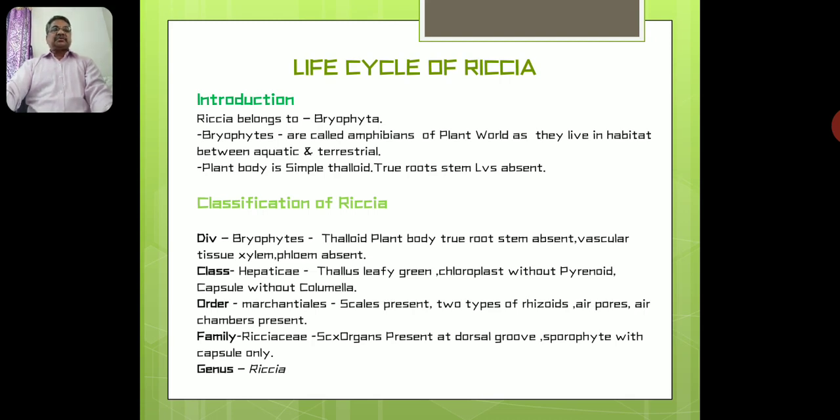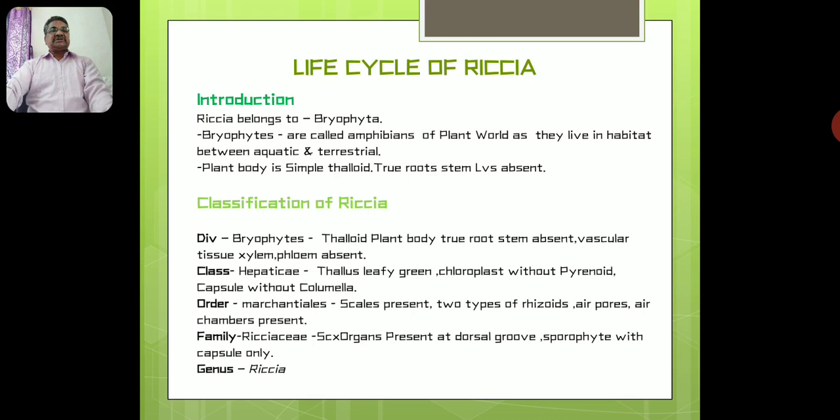Then Riccia belongs to order Marchantiales. The diagnostic character of this order Marchantiales is that scales are present on the thallus. The scales are violet colored bodies present on the ventral side of the margin of the thallus, and it is considered that these scales are responsible for withholding the water and moisture, which is very essential for the reproduction stage in the Marchantiales group thallus. So scales are present.